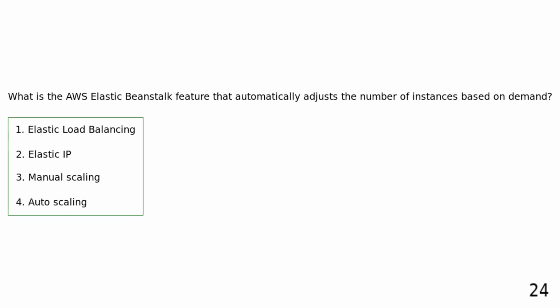What is the AWS Elastic Beanstalk feature that automatically adjusts the number of instances based on demand? Elastic load balancing. Elastic IP. Manual scaling. Auto scaling. Auto-scaling in Elastic Beanstalk adjusts the number of instances automatically based on demand.